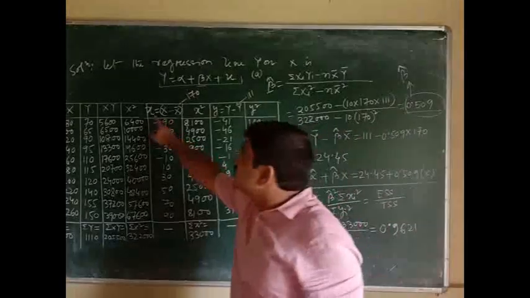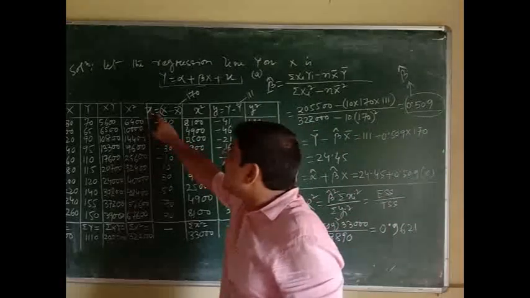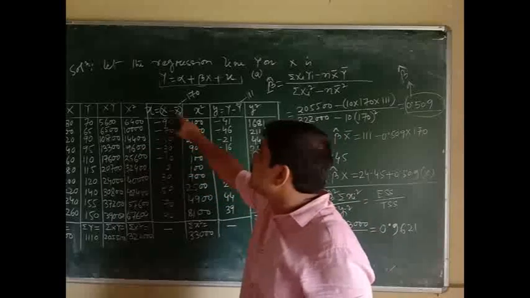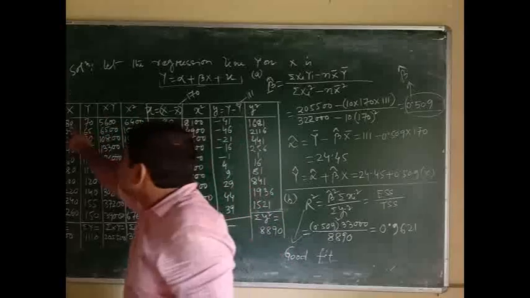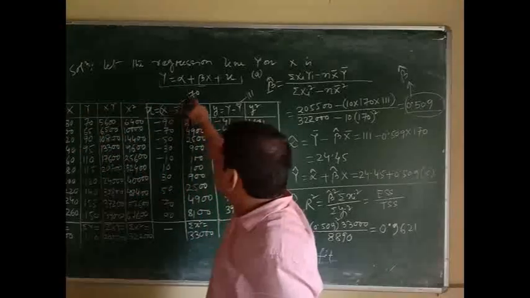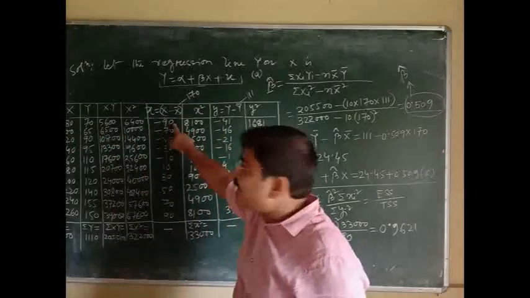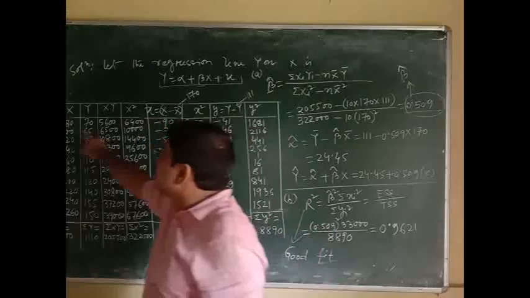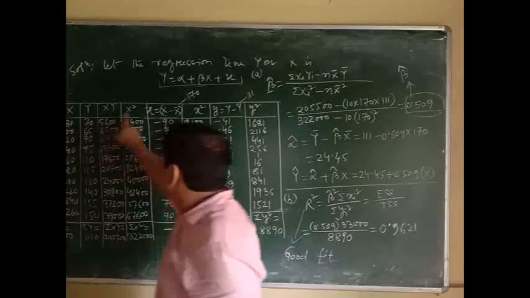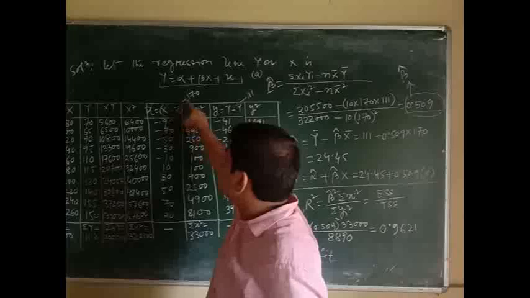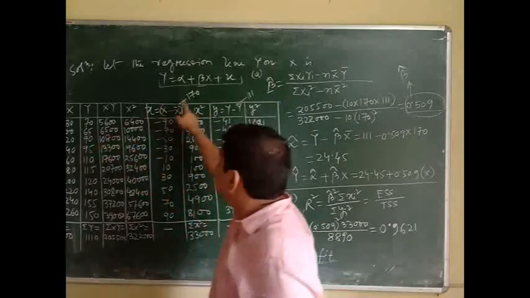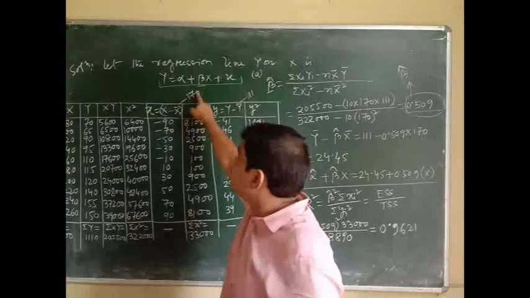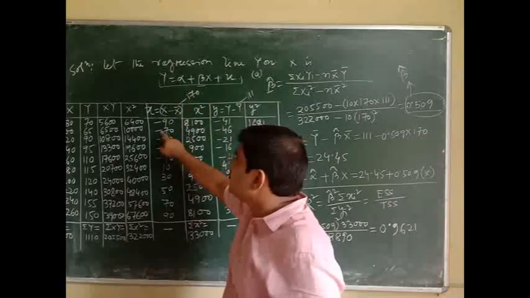Now that is our small x. So how have you obtained your small x? Your x bar is 170, and your actual x is 80. So 80 minus 170 is equal to minus 90. In the same fashion, 100 is your actual x, and your x bar is 170. So if you get the deviation of 100 from 170, then you are getting minus 70.